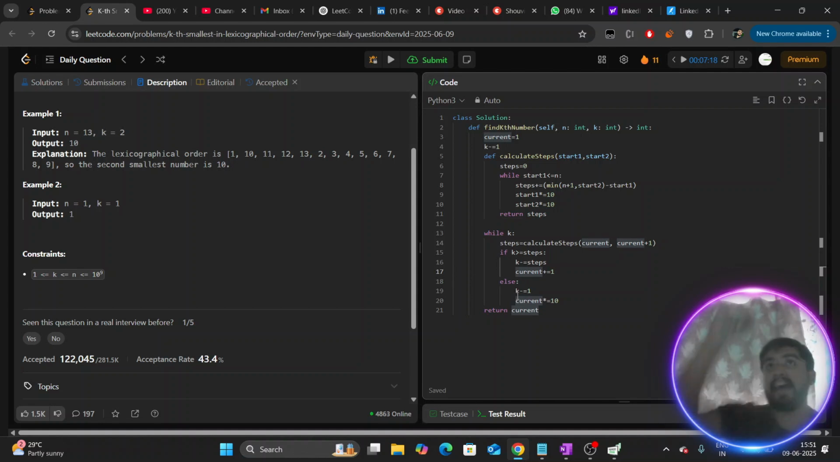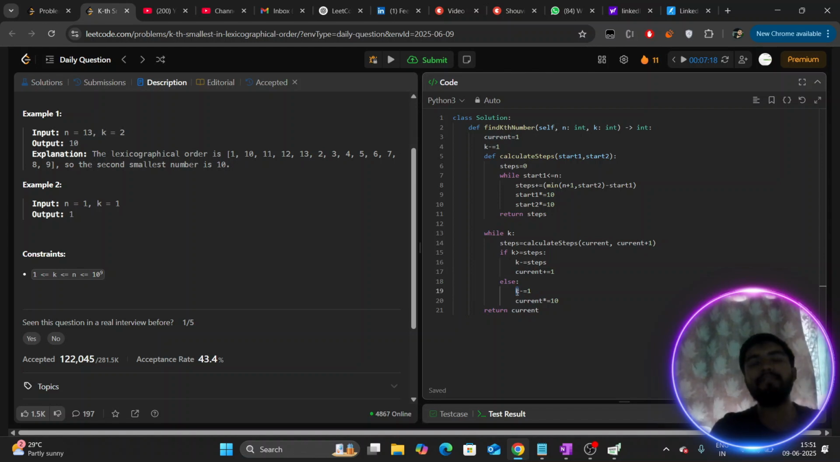And else, I have to go to depth. So I can decrease my k by just 1, because only one number I have skipped to go to the depth, and the depth should be the current number times 10. What is the current number times 10?